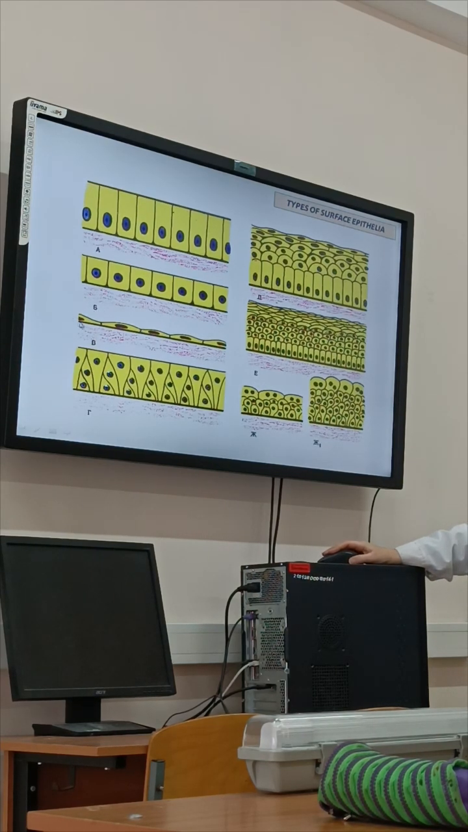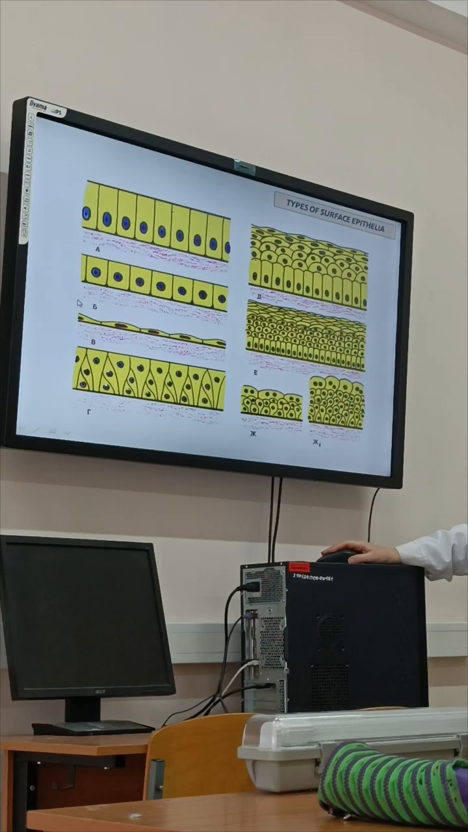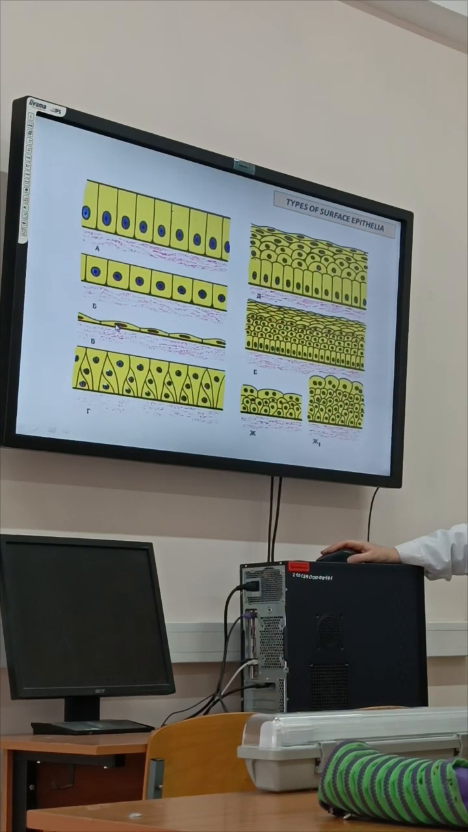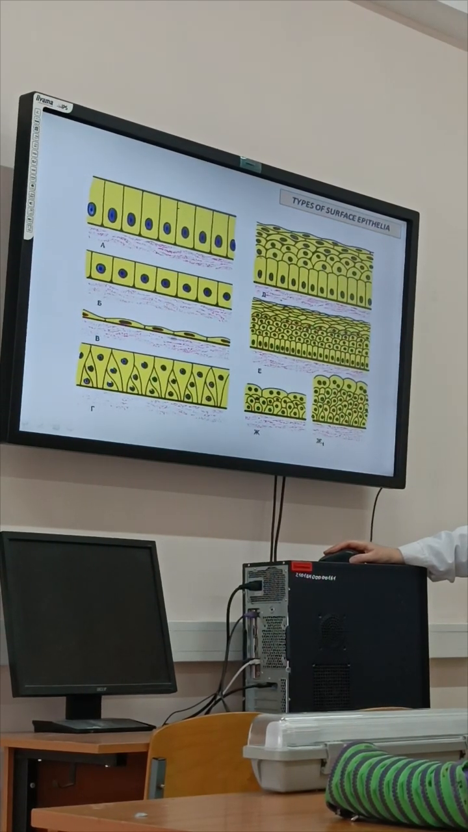So, for example, let's classify this epithelium. It's simple and squamous. Yes, this is simple cuboidal. This is simple columnar. According to the shape of the cell, it's clear. One more epithelium. Look please at this diagram. We can see that all these cells contact with the basement membrane. Yes? So it's simple.